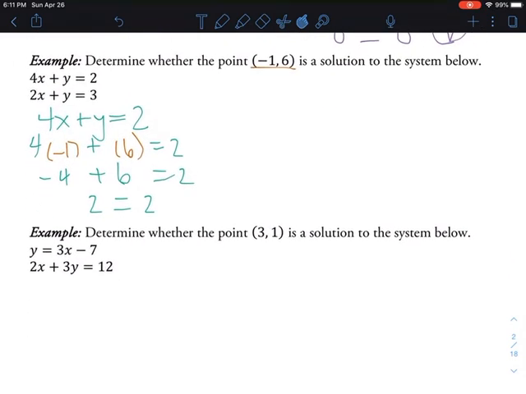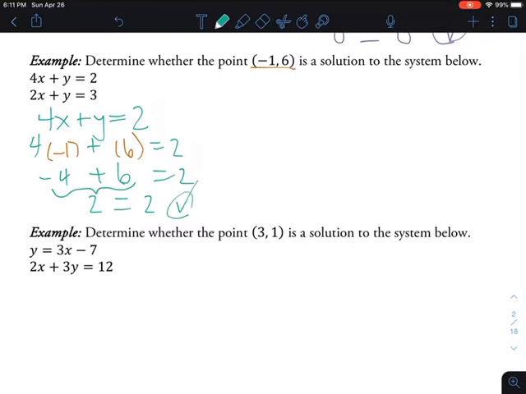Okay, so you're just going to solve the left-hand side, and then you're going to solve the right-hand side, and then you're going to see if it makes sense or not. All right, so again here, once I plugged in x and y, I got negative 4 plus 6, which simplifies, of course, to 2. And 2 is equal to 2. That is true, so we're good to go there.